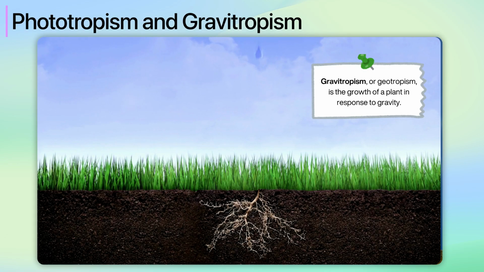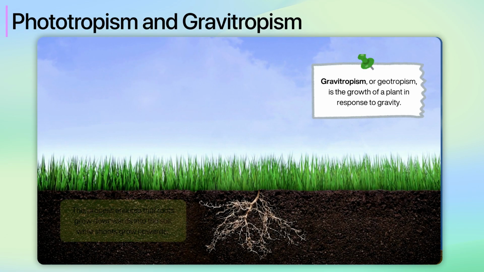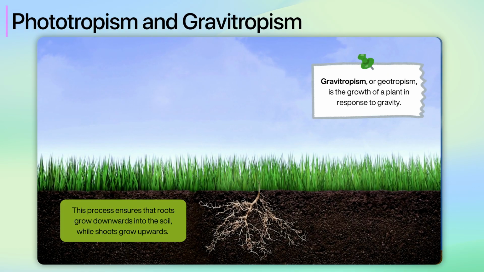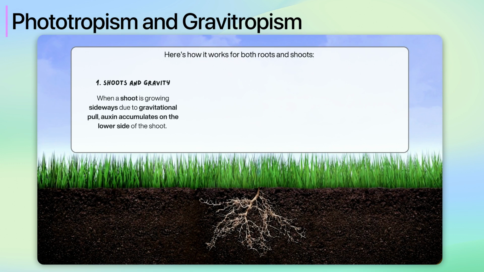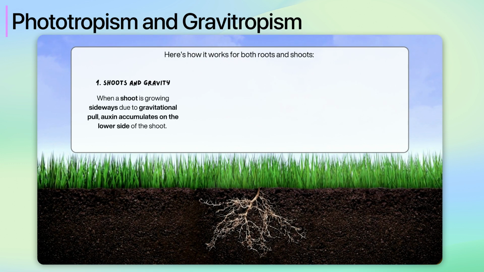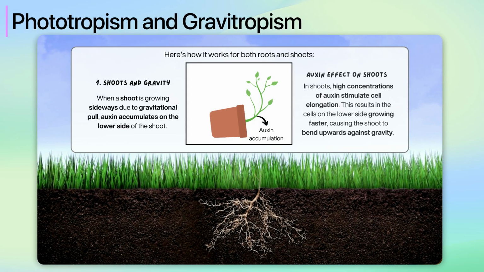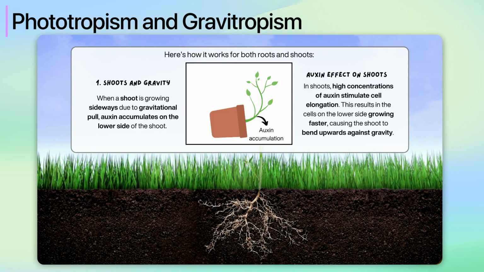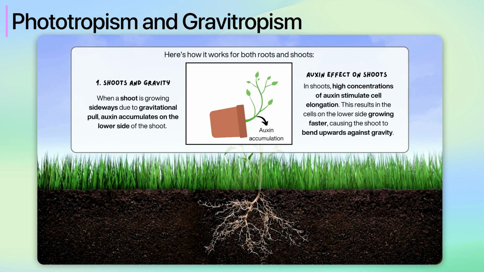Gravitropism, or geotropism, is the growth of a plant in response to gravity. This process ensures that roots grow downwards into the soil, while shoots grow upwards. Here's how it works for both roots and shoots. When a shoot is growing sideways due to gravitational pull, auxin accumulates on the lower side of the shoot. In shoots, high concentrations of auxin stimulate cell elongation. This results in the cells on the lower side growing faster, causing the shoot to bend upwards against gravity.